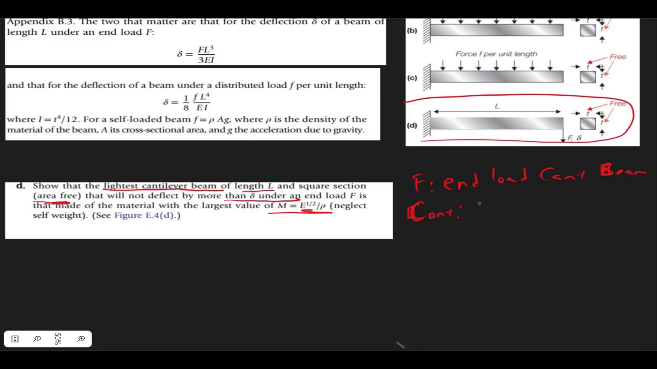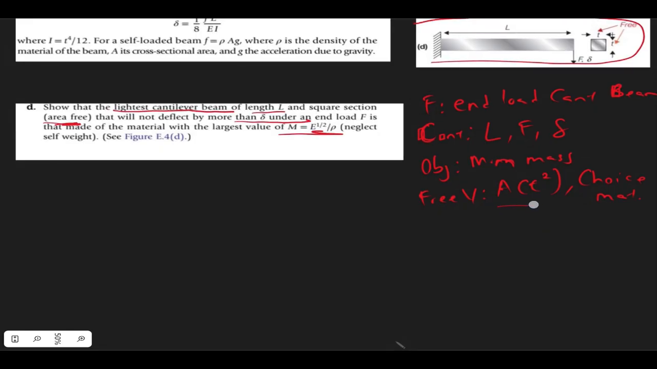Our constraints are equal to what? First, we have a specified length. We have a specified end load F and a specified deflection. Then our objective is to minimize mass. The free variables are the area, which is T raised to power 2, and the choice of material. Same as the other one, since we have area as part of the free variables and not just the choice of material, we have to follow all the steps for deriving the material index.